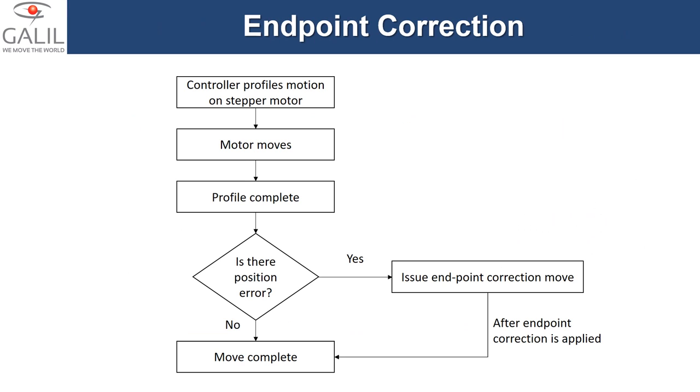This method is the simplest and helps address final position accuracy. The controller commands steps, and the assumption is that the motor has moved to the commanded position. But what if the motor didn't reach that position?